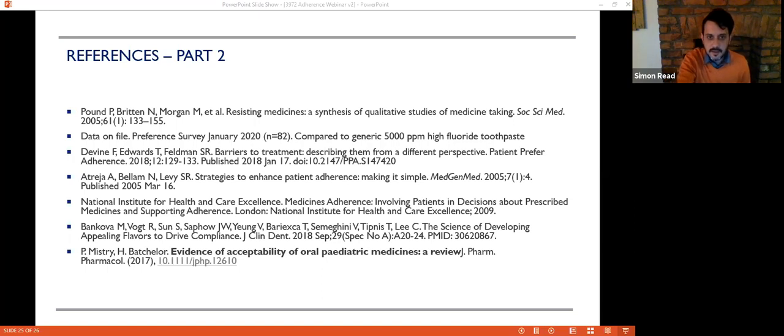Okay, let's see if there's any other ones. Okay, yeah, you mentioned the NICE guidance on adherence to medication was unclear. How do you think this could be improved?